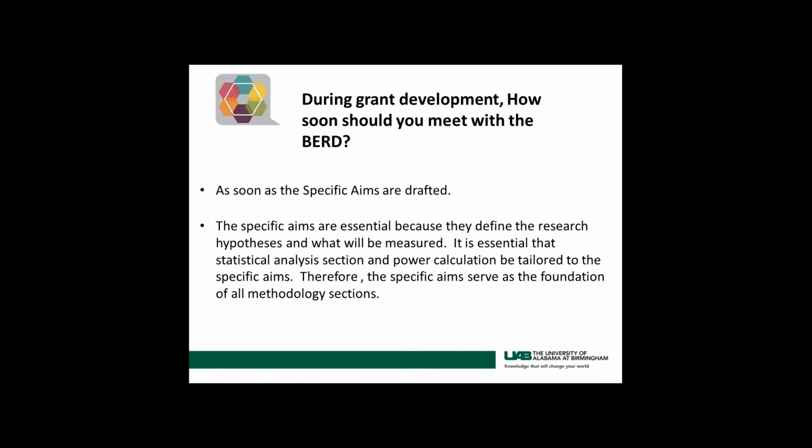So the question, how soon should you contact us? As soon as the specific aims are drafted. I did not say finalized, that they are drafted. It's important to recognize everything boils down to specific aims. The analysis section is tailored to the specific aims. The power calculation is tailored to the specific aims. So it is the specific aims are the foundation of all the methodology sections.